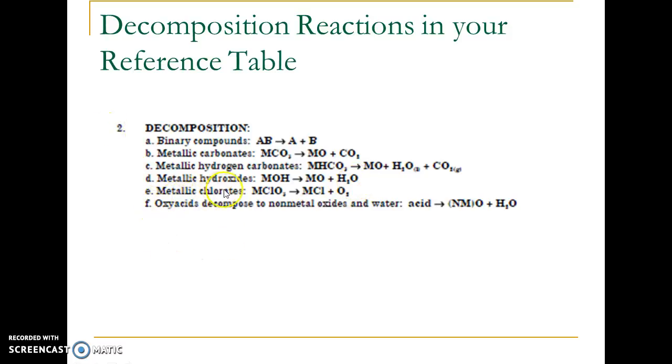2E is metallic chlorate. Here is your chemical formula for metallic chlorate. Here we have M for metal, and here is your chlorate ion. It is going to decompose and break down into a metal chloride, this metal being the exact same metal as in your reactants. Since we do have a metal and a non-metal together, this is an ionic compound, so make sure that you double check your charges to make sure they equal 0.